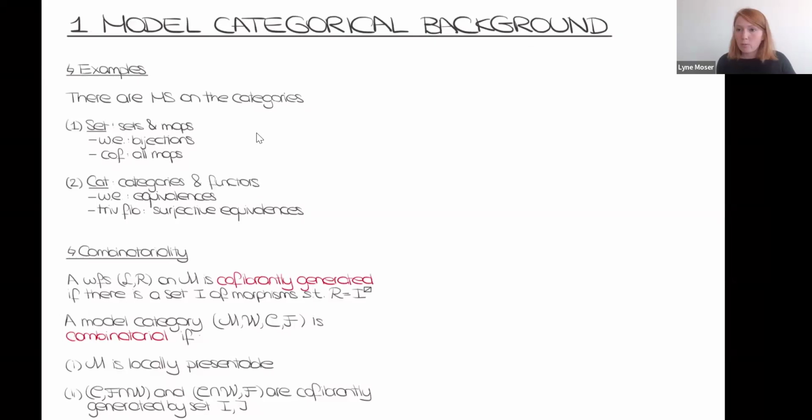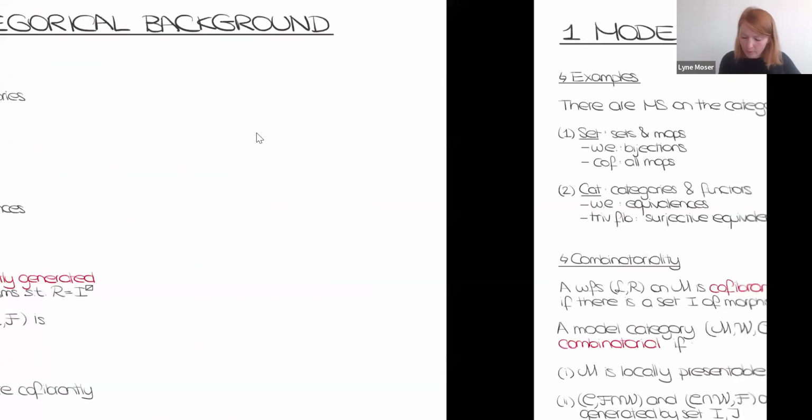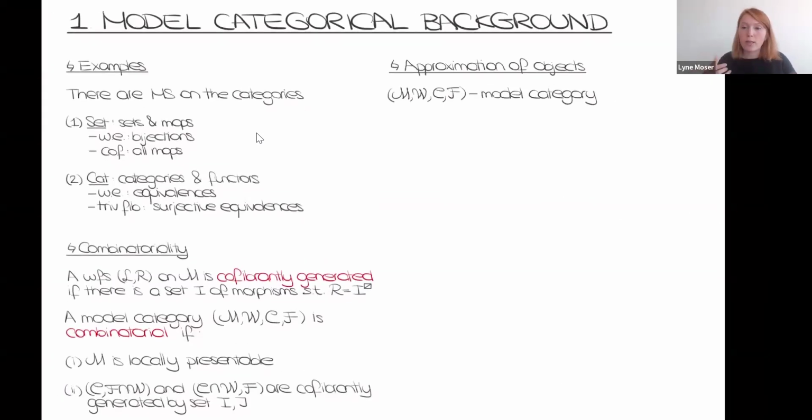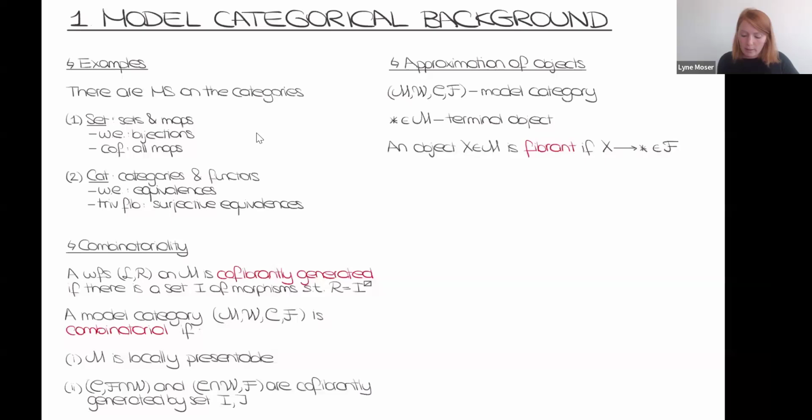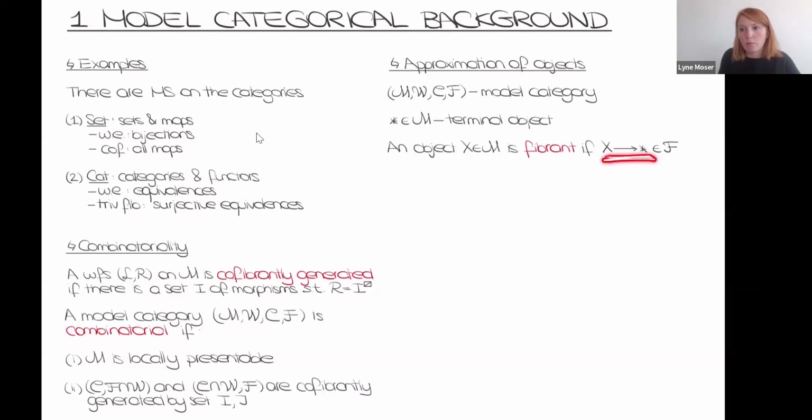So, the other thing that I want to mention, which I already mentioned a bit in the introduction, is the approximation of objects. And so if we are in a model category, because the category that we build the model structure on is complete, it has in particular a terminal object. And so I will denote this terminal object by the star. And then we say that an object is fibrant if the unique map to the terminal object is a fibration. And these are usually the well-behaved objects in a model category, at least in the more geometric settings.